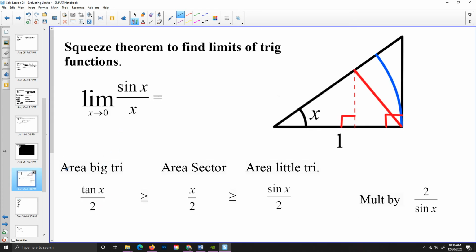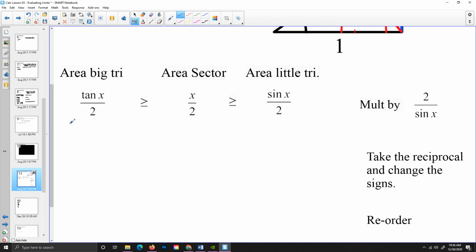So if we go back to here, after I multiply this thing by 2 over sine x, I'm left with 1 over the cosine of x, and that will be less than or equal to, well, if I multiply 2 over sine x times x over 2, my 2's will cancel, and I'll be left with x over the sine of x.